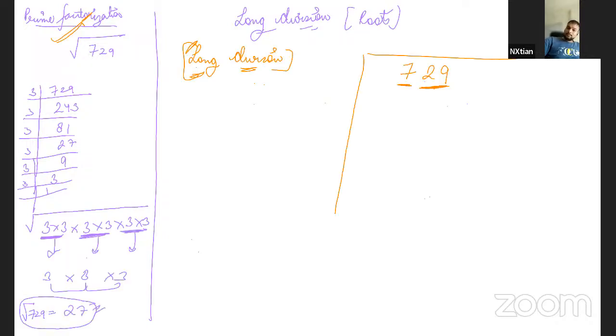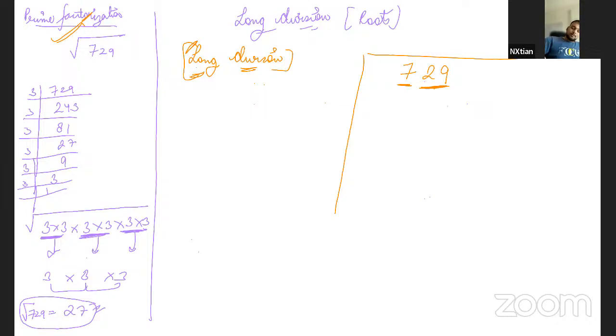Understood, guys? Yes or no? Any problem in that? Sam, do you have any problem? Ezekiel, do you know this method? Yes, I know this method.